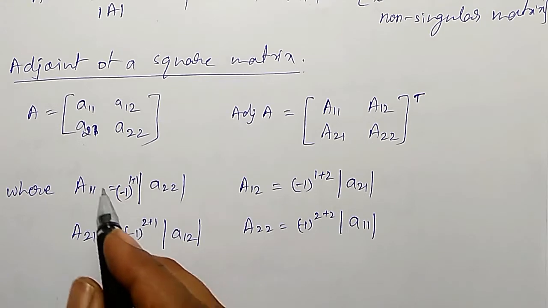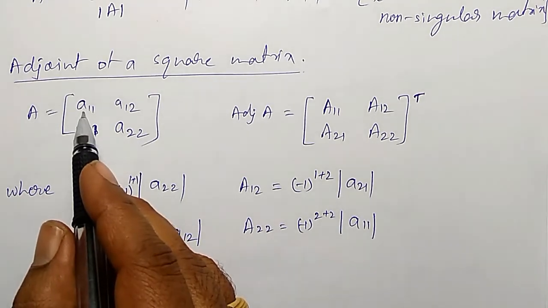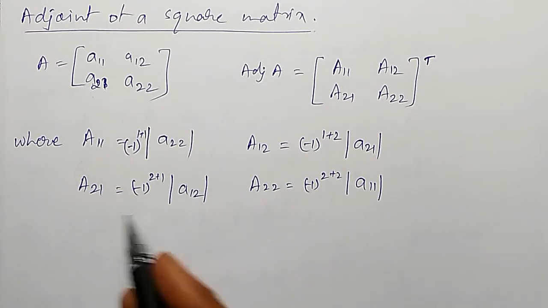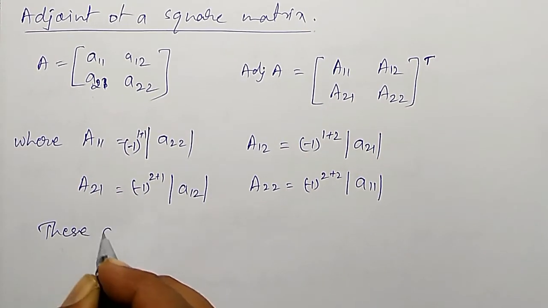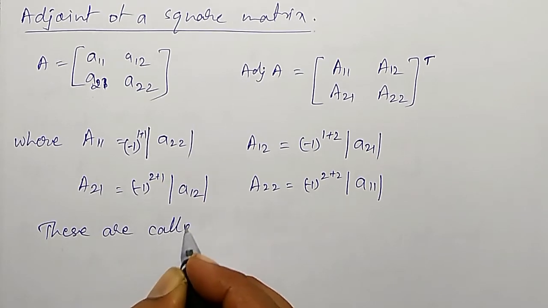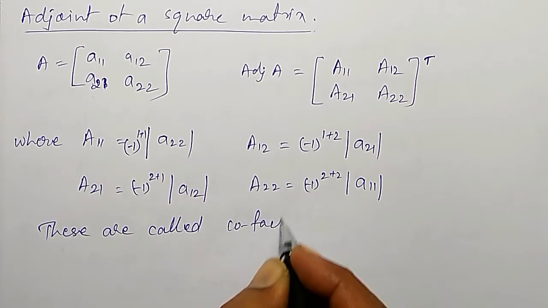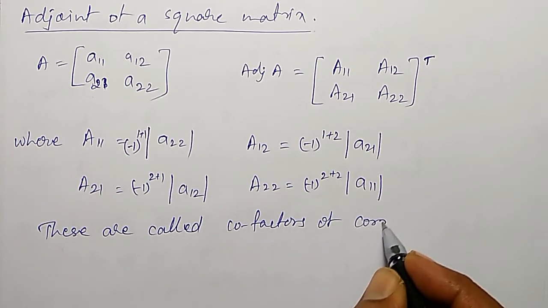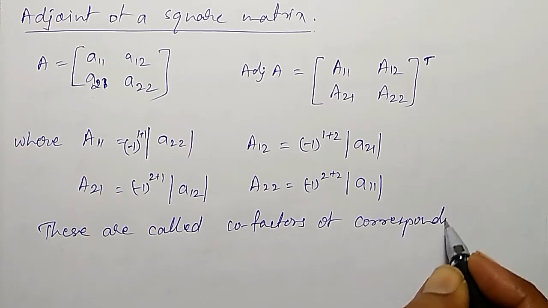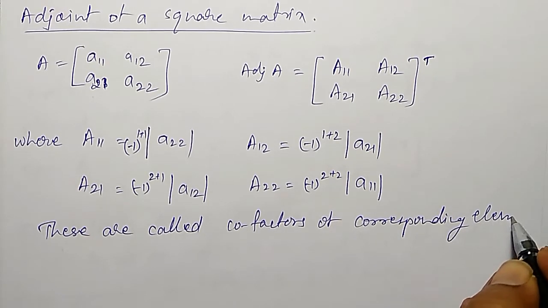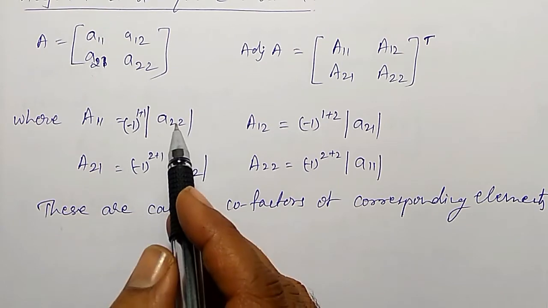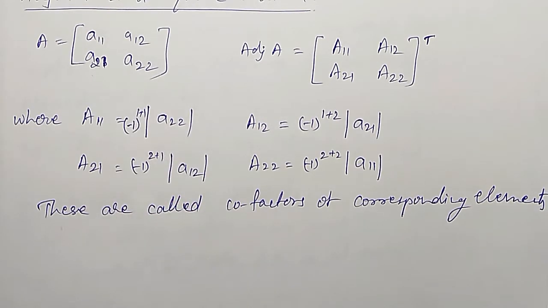These are called the cofactors of the corresponding elements. This is nothing but the cofactors. Like that. And this determinant alone is known as the minor of that particular element. This is for a 2 cross 2.